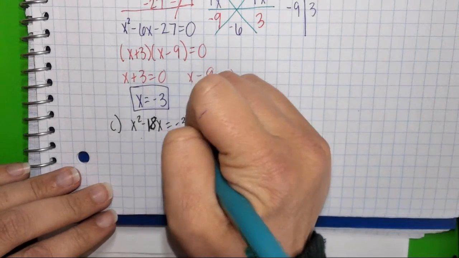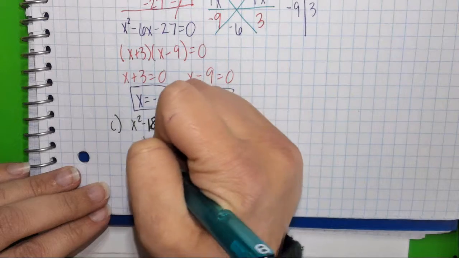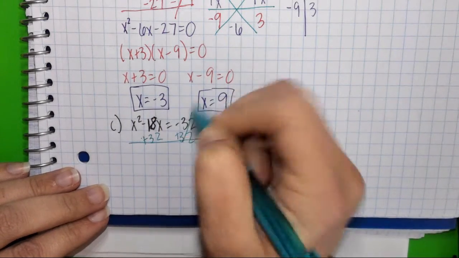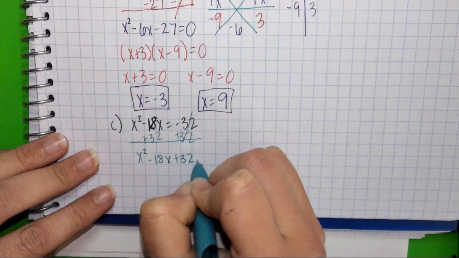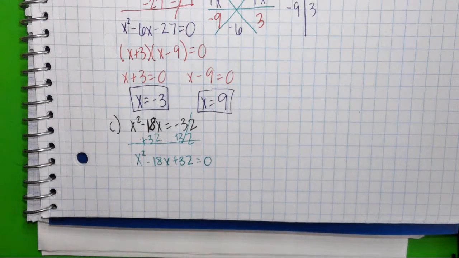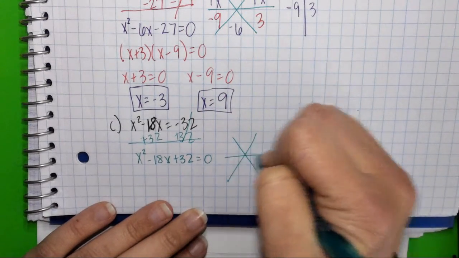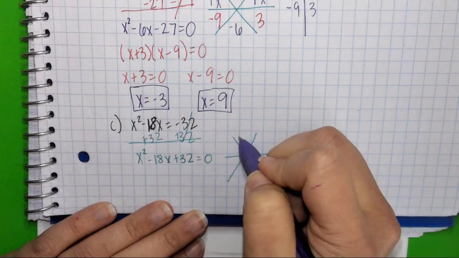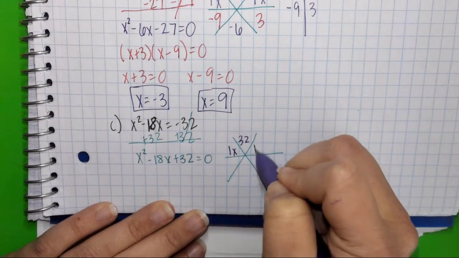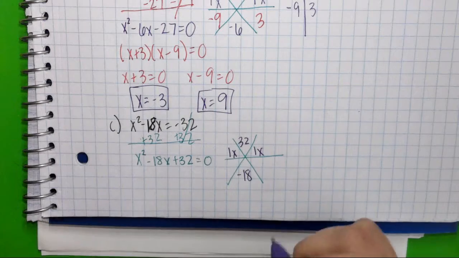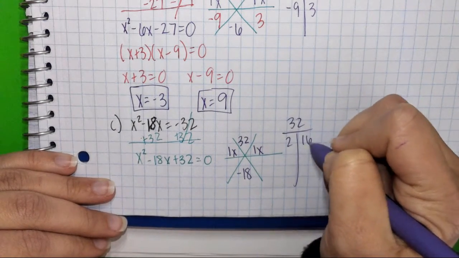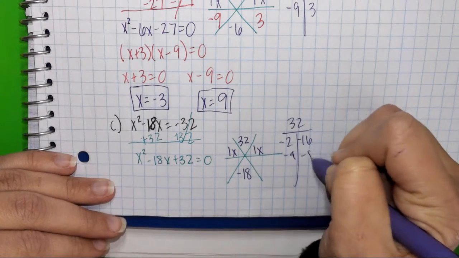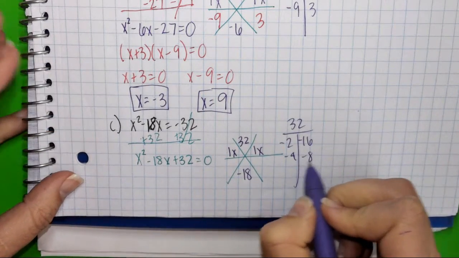Alright, so we added 32, correct? Yes. And we got x squared minus 18x plus 32 equals 0. Okay? And then we put 32 up here. 1x and 1x are 1, and negative 18 here. Then we need two numbers that multiply to give us 32. And we know it's not these two because these add to give us what?